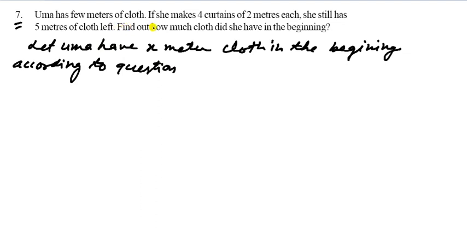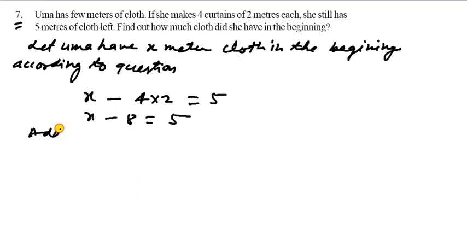Uma has a few meters of cloth. If she makes 4 curtains of 2 meters, that is 4 into 2. So the total is x, 4 curtains of 2 meters. So we get only 5 meters remaining. So x minus 4 into 2, that is 8, equal to 5.